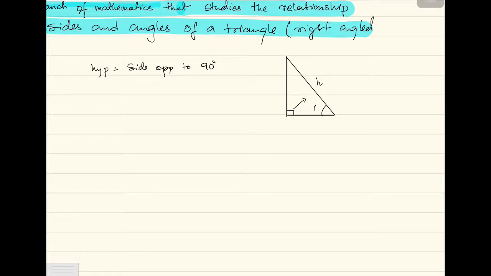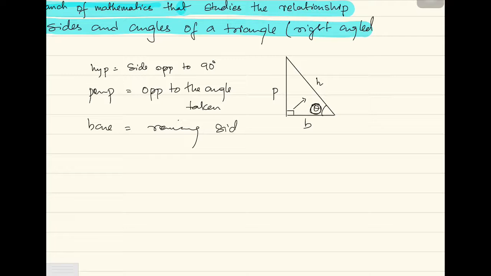Suppose if you take this angle as theta, then this will be the perpendicular, because perpendicular means opposite to the angle taken. Correct everyone? But suppose if I had taken this as theta, then this would be the perpendicular. But I have taken here in this case this as theta, so this will be the base. So finally what will be the base? The remaining side.